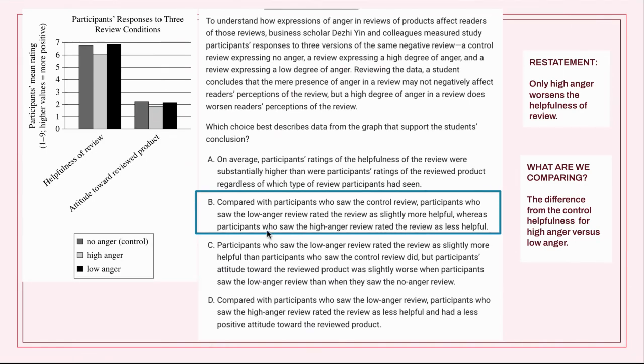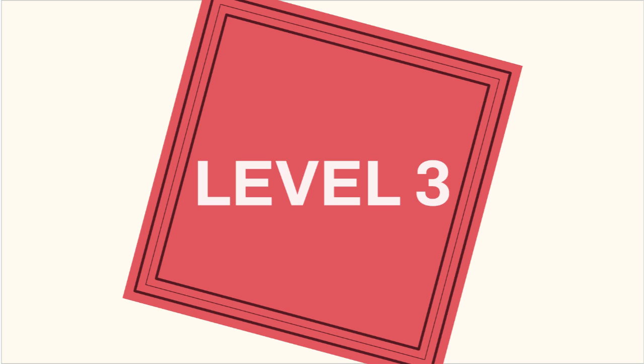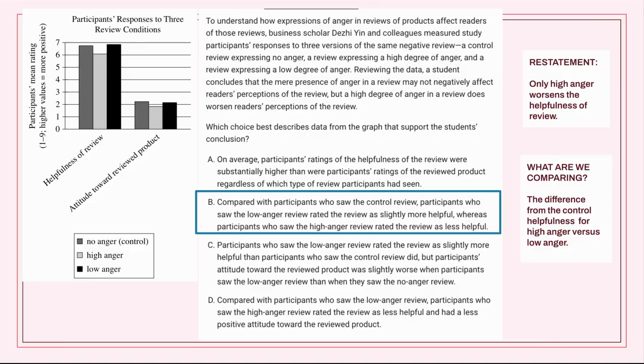And it's not even mentioning high anger, it's just talking about low anger and no anger. So this is irrelevant, okay? Okay, now D: compared with participants who saw the low anger review, participants who saw the high anger review rated the review as less helpful and had less positive attitude towards the reviewed product. Okay, this one is a little bit tempting because it is true.